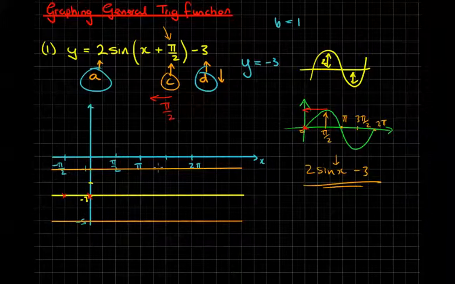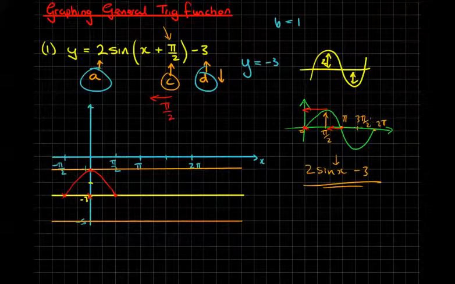And then the peak would have been at pi over 2, but that's going to move back pi over 2 places. It's going to be here now, so that's where the peak's going to be. And then at pi, it would have been 0, but I'm going to move that pi over 2 back, so I'm going to move it here. So it's going to be there now.